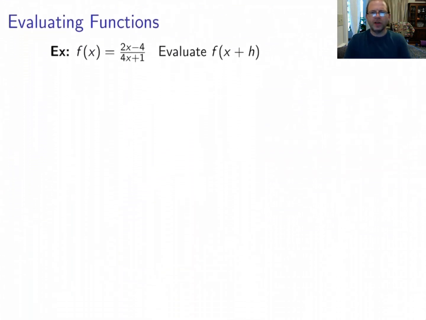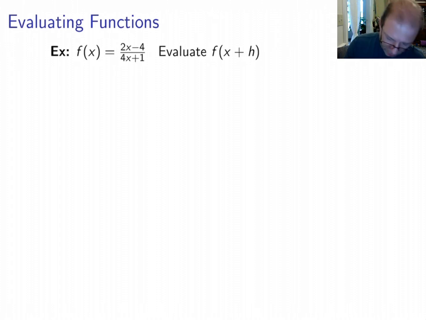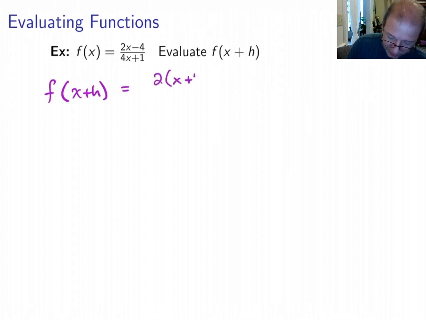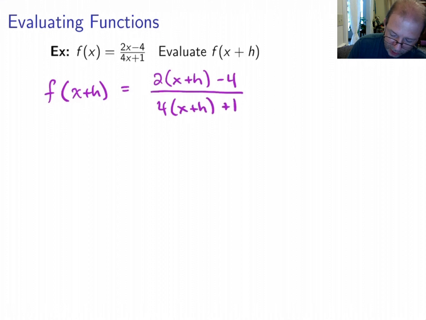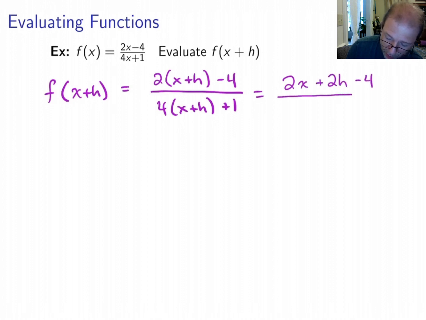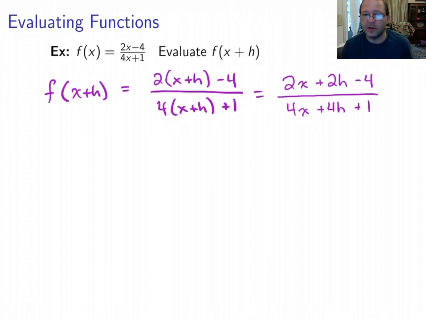Okay, this one is going to work the same way, although it's going to be a little bit more involved because we've got a rational function. So if I do f of x plus h here, I'm going to get 2 times x plus h minus 4 over 4 times x plus h plus 1. Actually, I guess this isn't that much more involved. You've just got to distribute through, and that's pretty much it. So I get 2x plus 2h minus 4 over 4x plus 4h plus 1. And there's not really anything left to do to it. Up top, we could factor out a 2, but there's no real reason to. I'm just going to leave my answer like this.